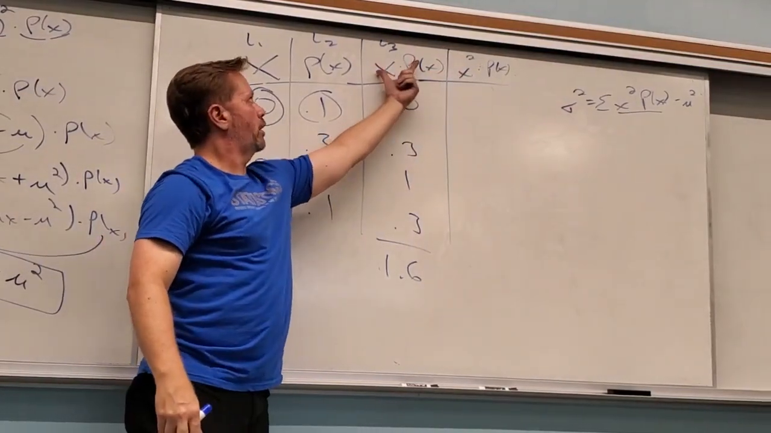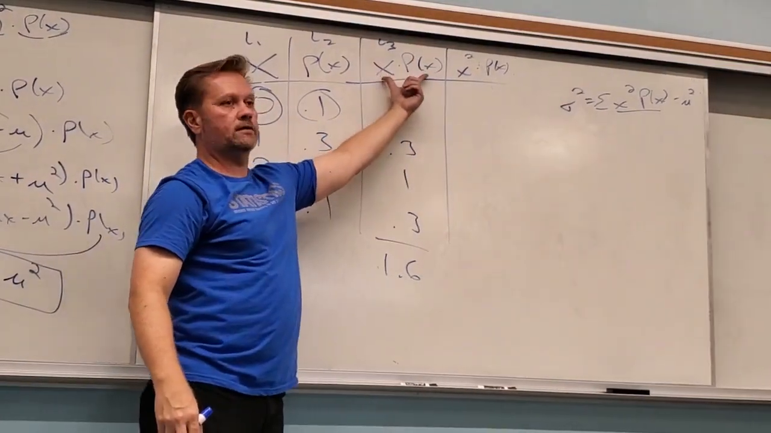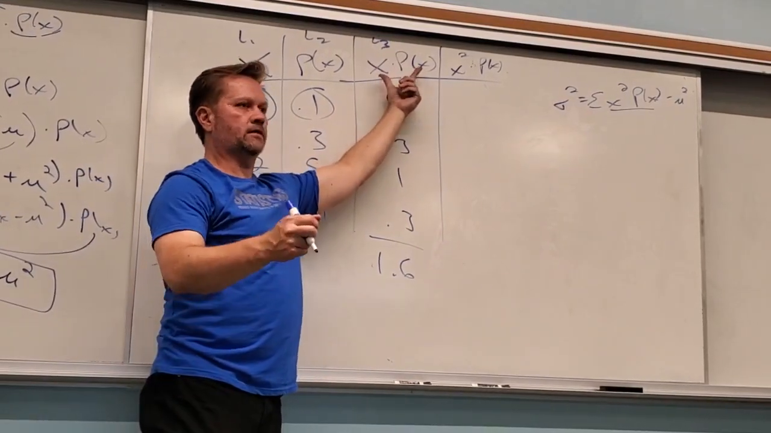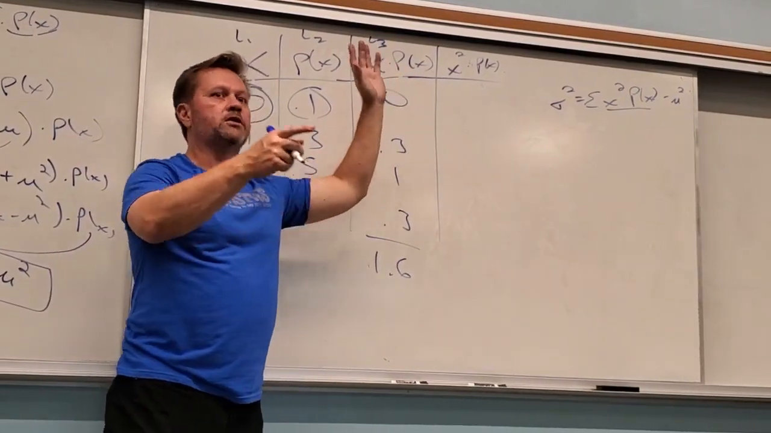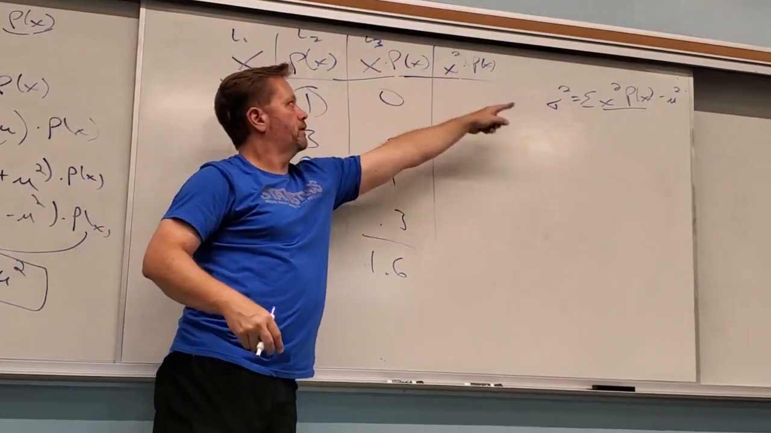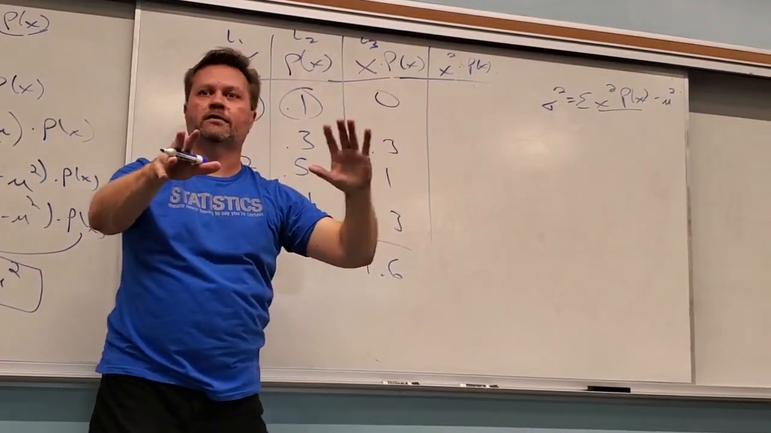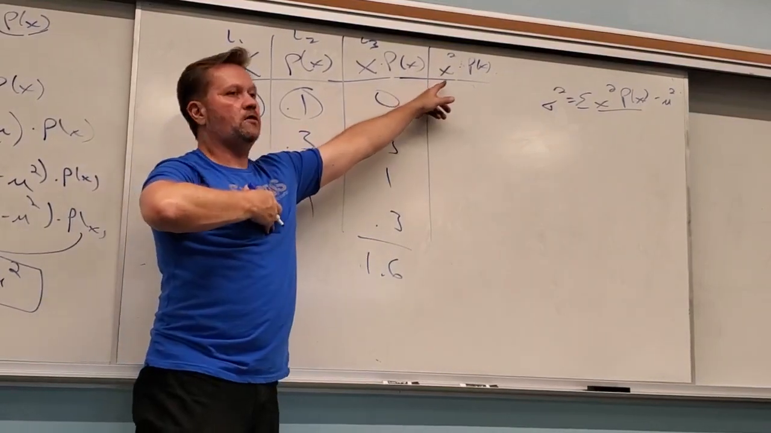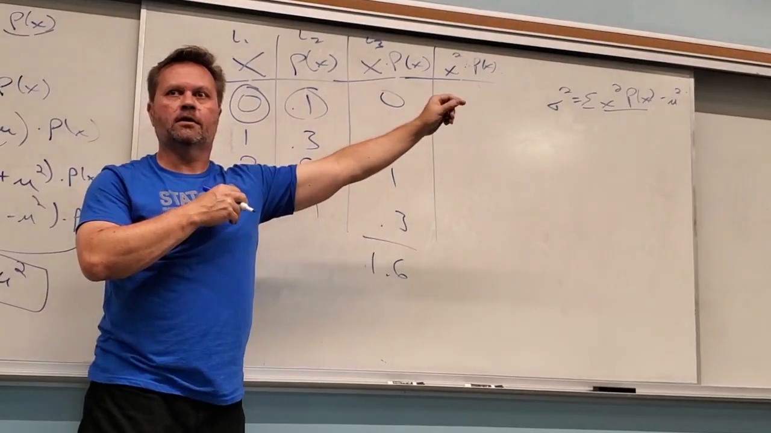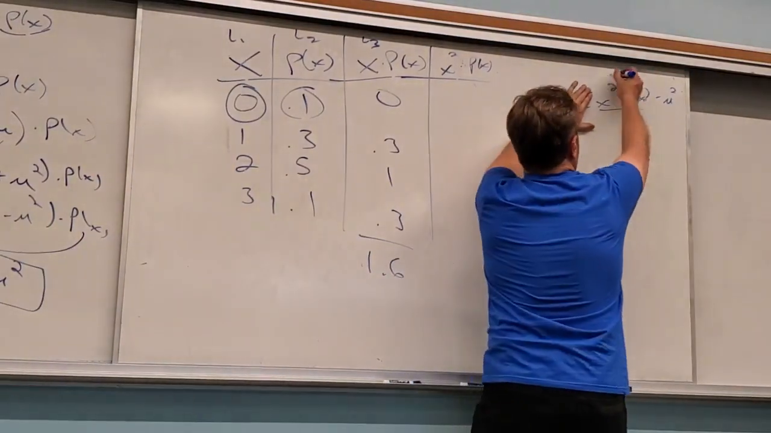What's wrong with just squaring this? What would you get if you squared this? You get the whole thing squared, which is x squared, p squared. Is that what I want? No, don't do that. I want x squared p of x. Why? Because that's what shook out in the formula, right? If you cover that sum symbol, you need a bunch of these.